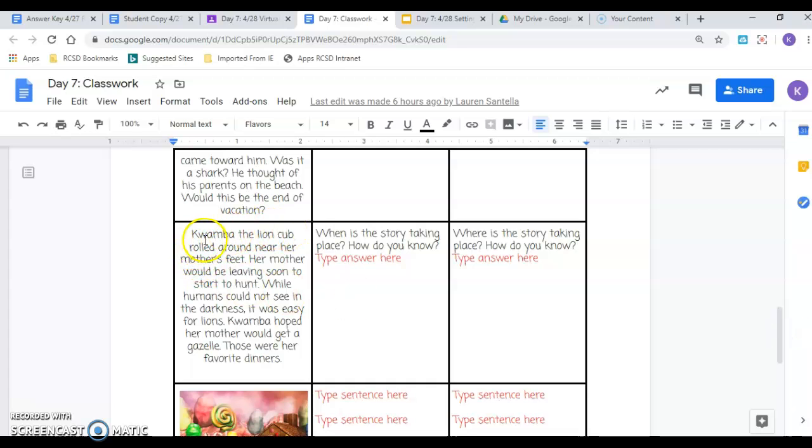Kawamba, the lion, rolled around near her mother's feet. Her mother would be leaving soon to start to hunt. While the humans could not see in the darkness, it was easy for lions. Kawamba hoped her mother would get a gazelle. Those were her favorite dinners. Okay, what time is it? And then where is the lion?